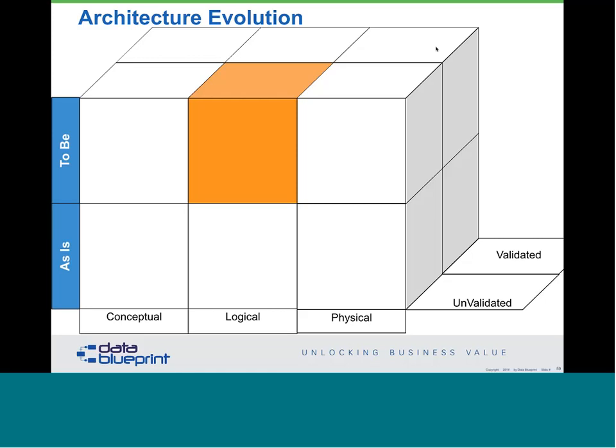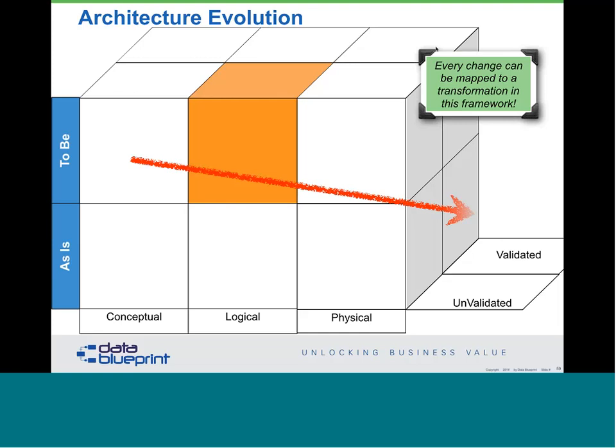Now, everything we do in information architecture is in some space here. So I may start out with a physical as-is model and say I have some new requirements that I need to put in place, and those new requirements will then be moving us into our to-be space, our desired space that we'd like to have. In most cases, we can map every transformation into this framework, and we're trying in general to move from conceptual to physical and from unvalidated to validated spaces.